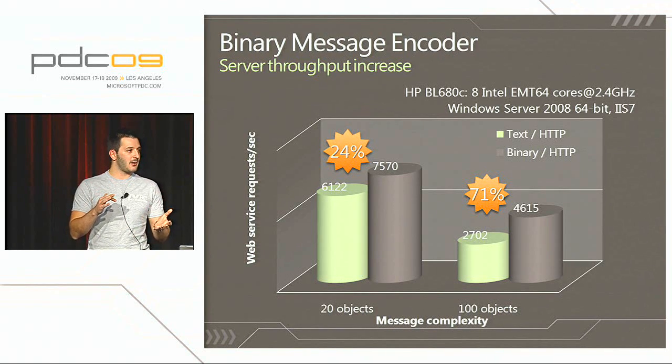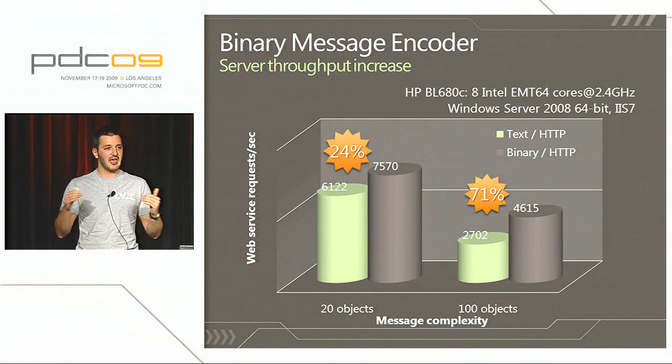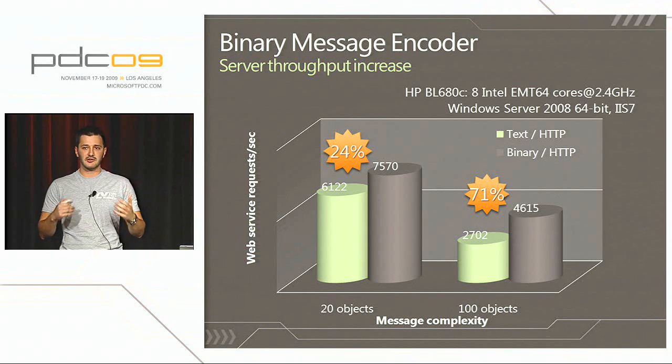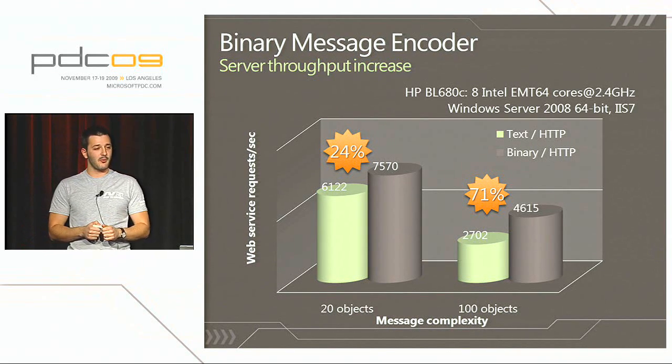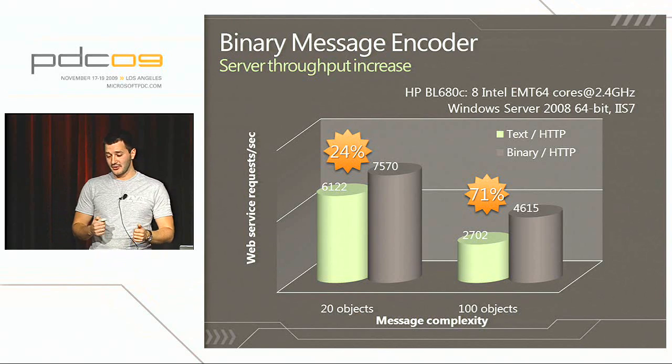And as the object gets more complex, this gap will continue to widen. You'll start seeing larger and larger gains with the binary encoder. So why does this matter to you? Well, we were just able to serve 71% more clients on the same server box without buying new hardware. That's good news, right? So that's a great feature.